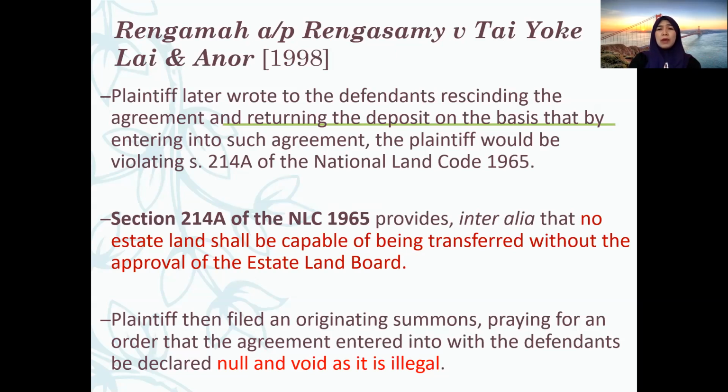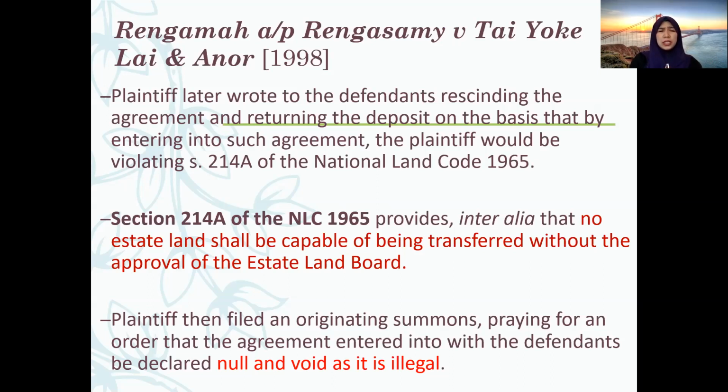return the deposit. What's the basis? What's the ground? That by entering into such an agreement, the plaintiff would be violating section 214A of the NLC, National Land Code 1965. She was saying that our agreement actually contravenes section 214A of the NLC, so that's why I'm rescinding the contract and returning the deposit to you. Impliedly, she was saying that the agreement contravenes and is therefore unenforceable.